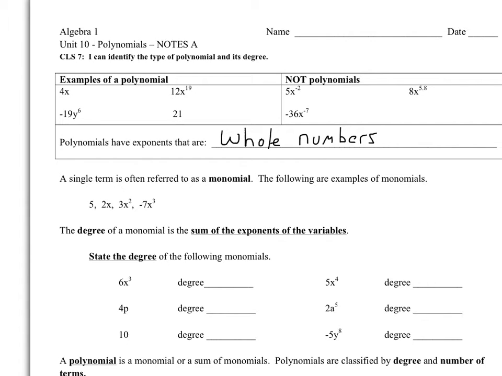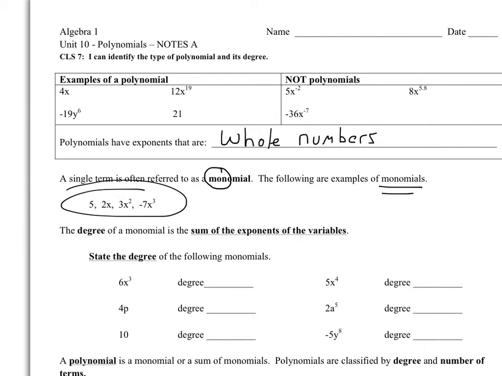So a single term is often referred to as a monomial, meaning one term. The following are examples of monomials, so these right here. All positive exponents or a zero exponent, like that 5.